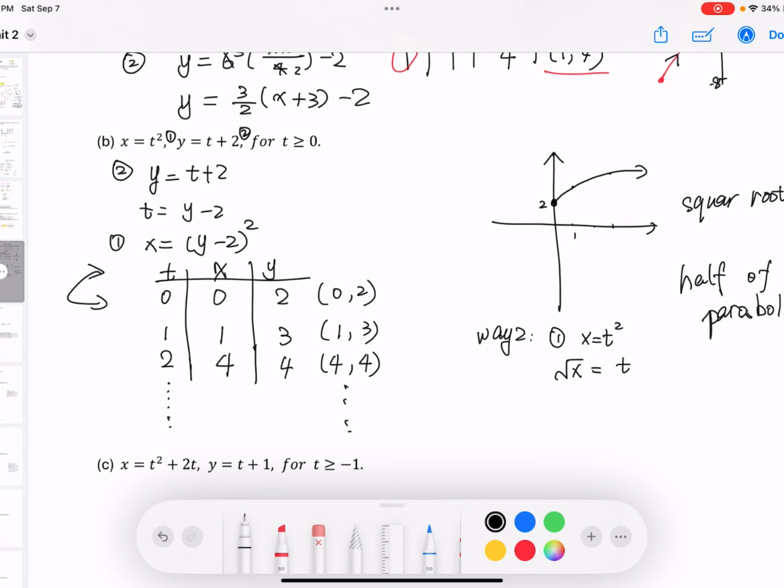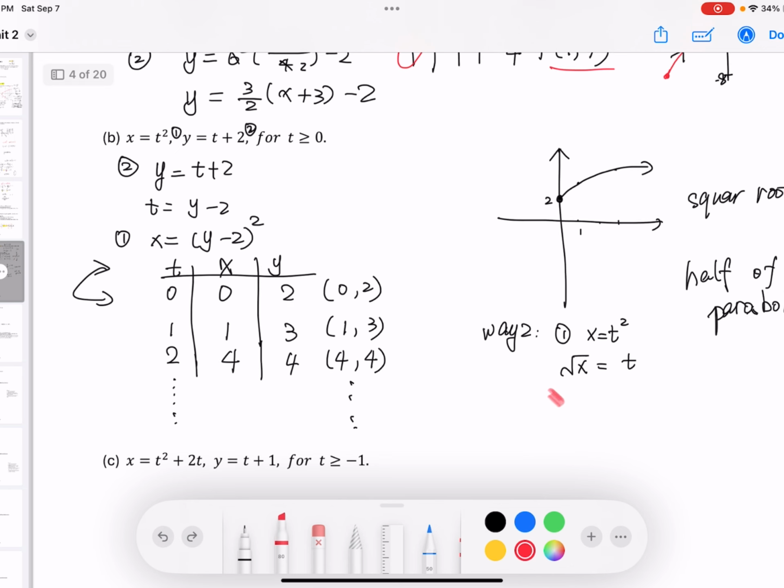Why do I not have a plus or minus sign here? Because here x is greater than or equal to 0, I cannot have a negative sign. I can only have the positive square root of x. And x is also positive because x is equal to t squared. And then bring it to the second equation. Y is equal to the square root of x plus 2.